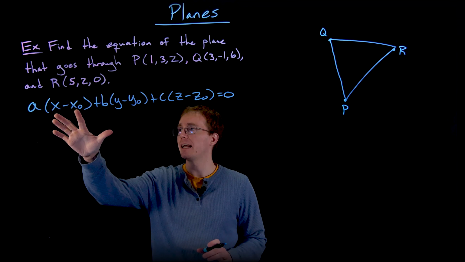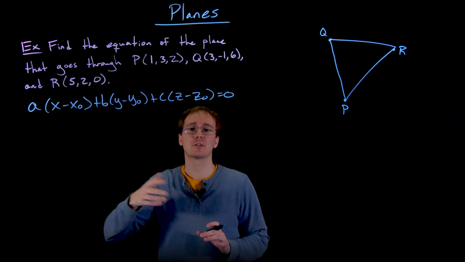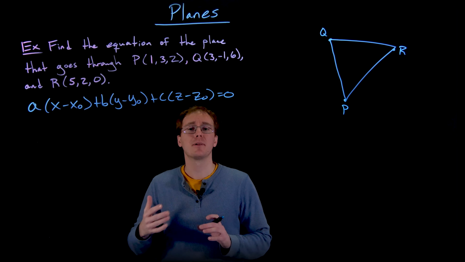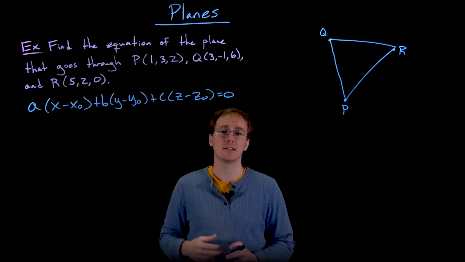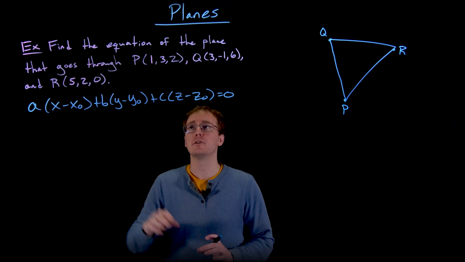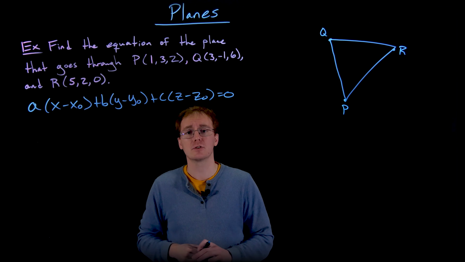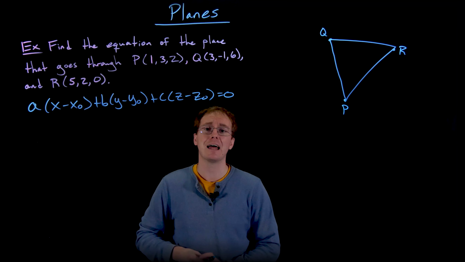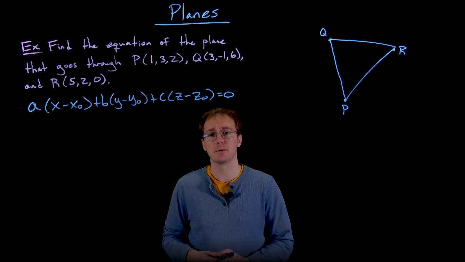A times the quantity x minus x naught plus b times the quantity y minus y naught plus c times the quantity z minus z naught will be equal to 0. However, this equation was not constructed by using 3 known points our plane goes through. It was constructed using that other set of information that uniquely determines a plane.